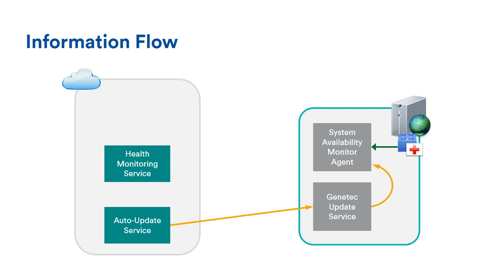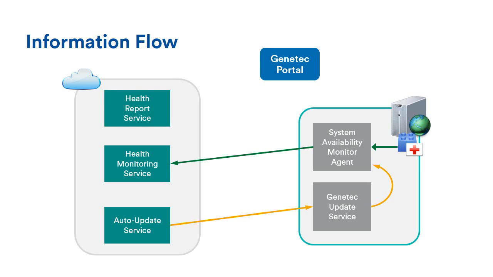The second type of component is the Health Monitoring service, which collects the information from the SAM agents. When a user logged into the technical assistance page of the Genetec portal requests information from SAM, this request is sent to the Health Report service. The Health Report service queries the Health Monitoring service and is responsible for relaying the data it receives back to the user logged onto the Genetec portal.